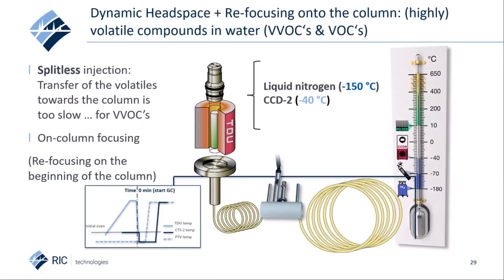Even so, in case of dynamic headspace sampling followed by thermal desorption and PTV injection, the transfer of the very volatile compounds towards the analytical column can be too slow, again resulting in contribution to band broadening and peak distortion. By implementing here the on-column refocusing and programming the CTS to be cold when the PTV is heating up and injecting, we are able to do a perfect splitless injection of the very volatile compounds.